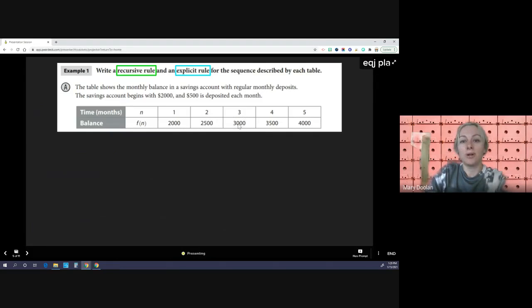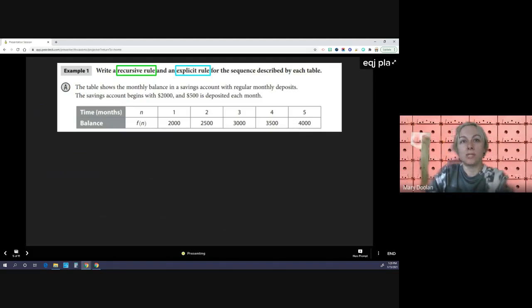If I want to know how long it is going to take me to get $5,000, maybe just a table of values would be pretty easy because I just keep going on here. Month 6 is 4,500, and then month 7 is $5,000. So at 7 months, I have $5,000.